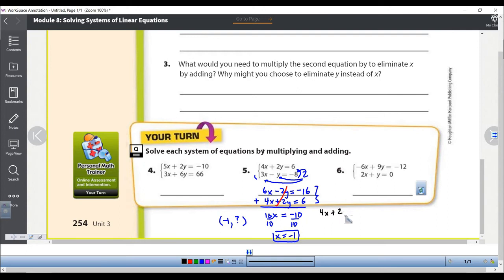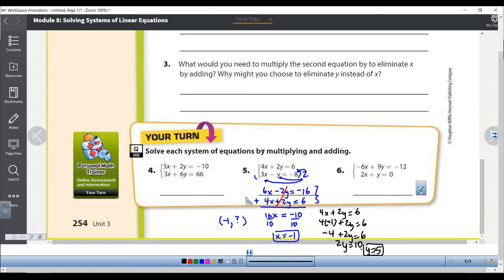4x plus 2y is equal to 6. But what do I now know about x? I know that for the solution, x is negative 1. So I'm going to put negative 1 in for that x so I can find out what y is. All right, here we go. 4 times negative 1 is negative 4, plus 2y is 6. I'm going to add that 4 to both sides. I'm going to get 2y is equal to 10. And I hope you know that when you divide both sides by 2, you get y equals 5.